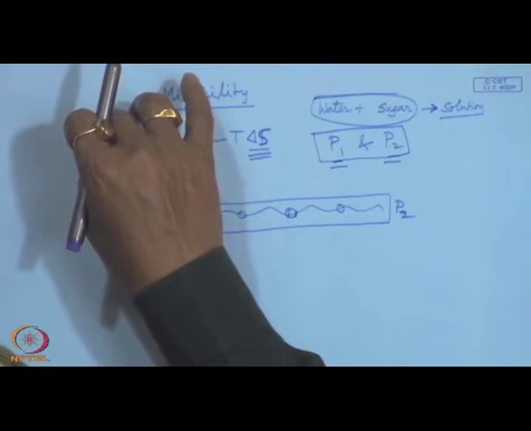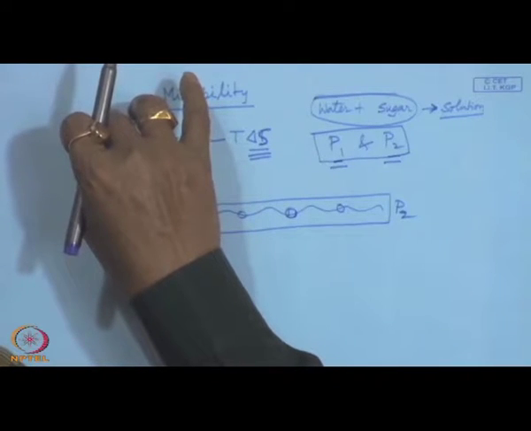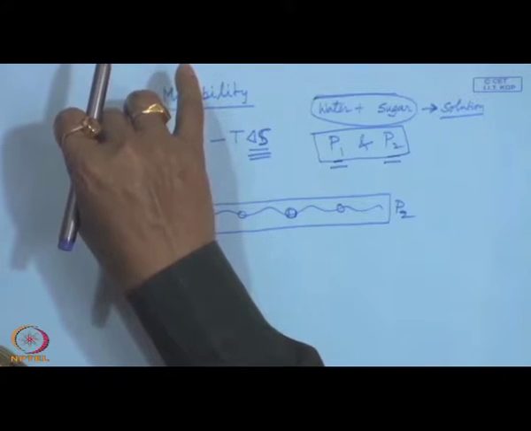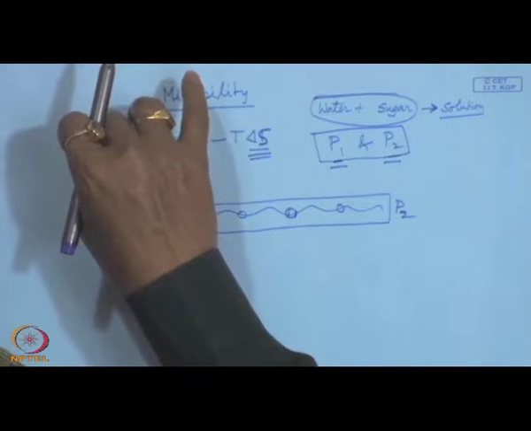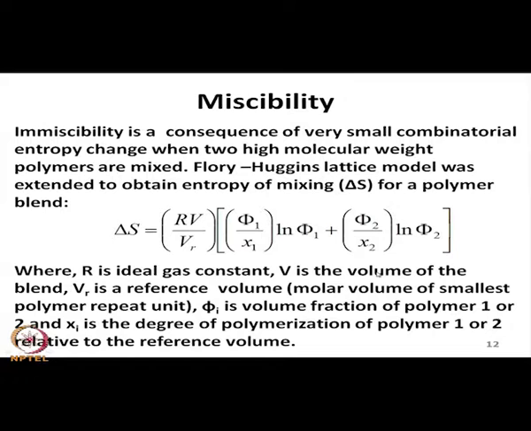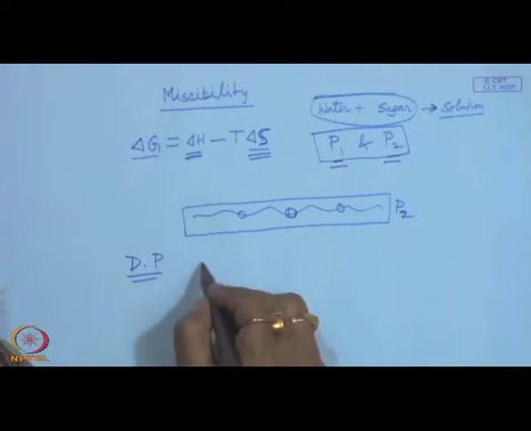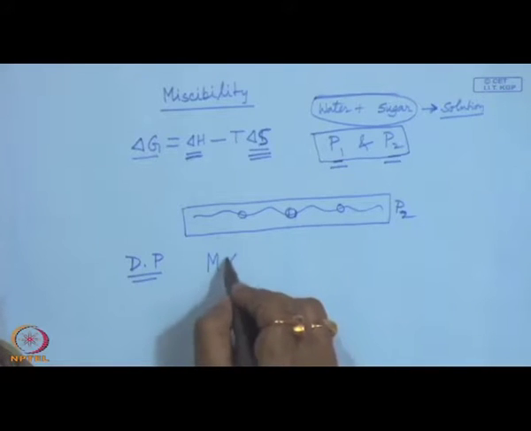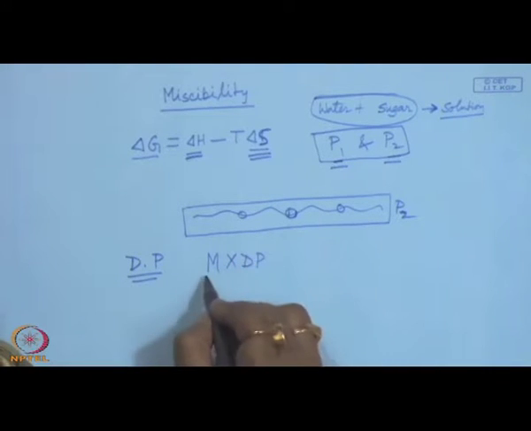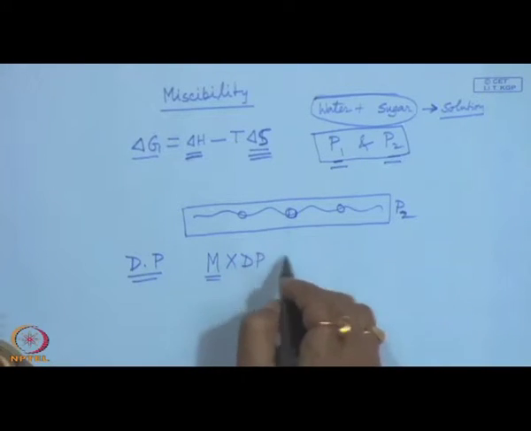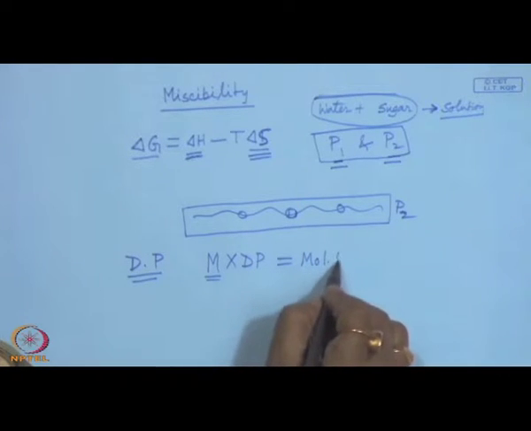DP, the degree of polymerization, if it is multiplied by the molecular weight of one mer unit, that is, the weight of the monomer unit, times DP, we get the molecular weight of the polymer.